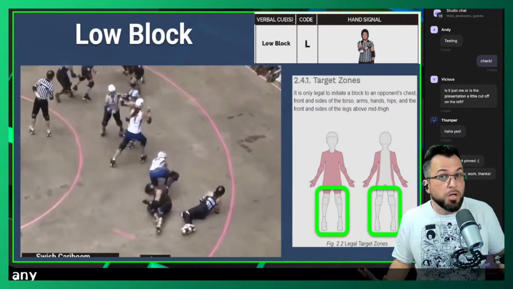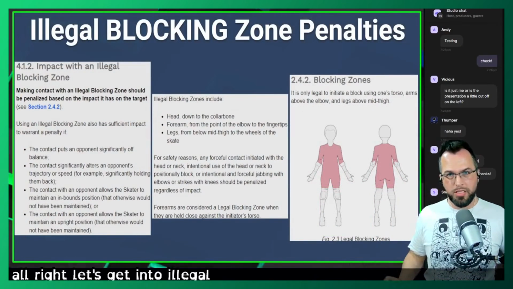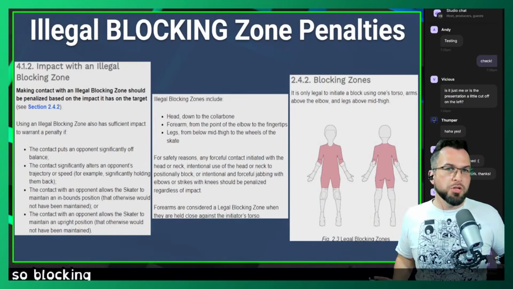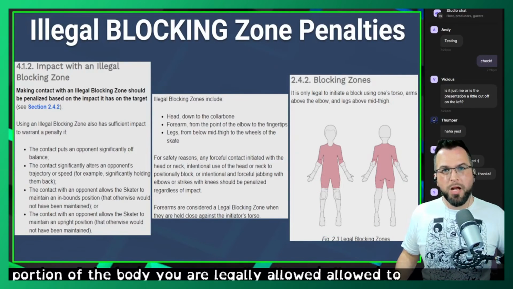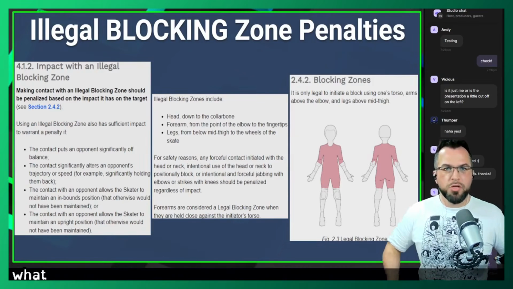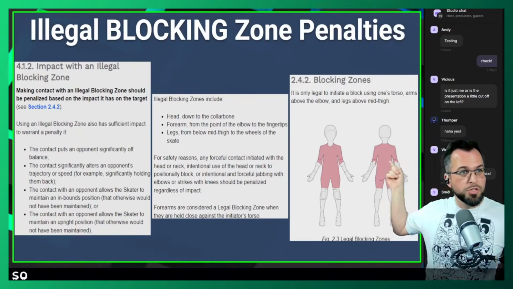Any questions on low blocks? Cool. All right, let's get into illegal blocking zone penalties. So blocking zone is the portion of the body you are legally allowed to use to make contact, deliver a hit and drive. What portions of your body you can use to make contact with others. So again, the pink portions of the silhouette.